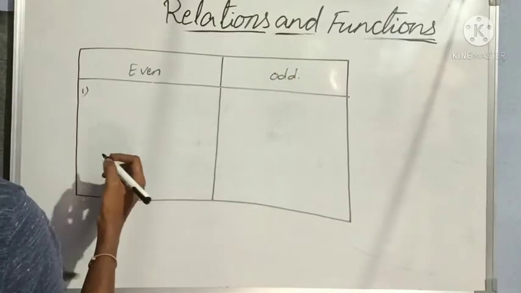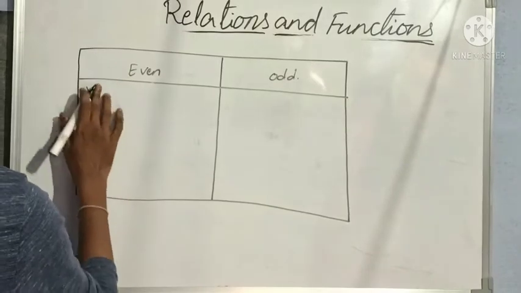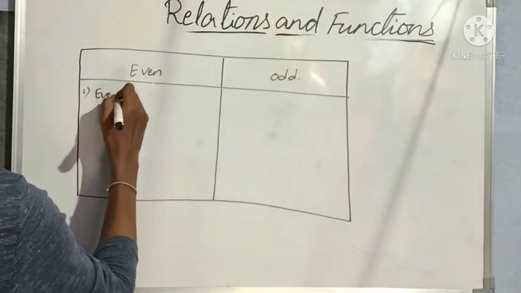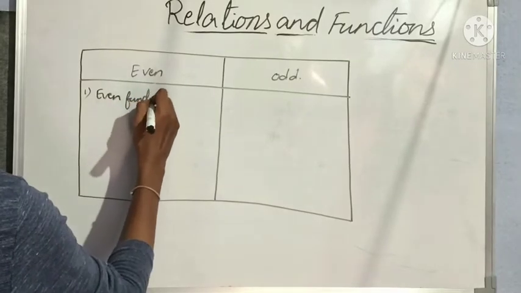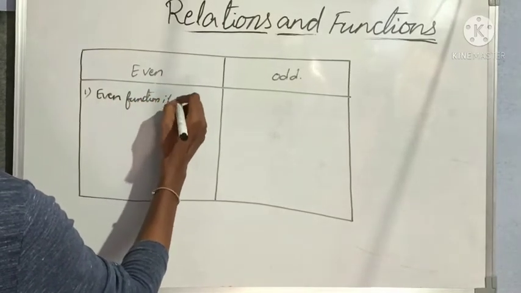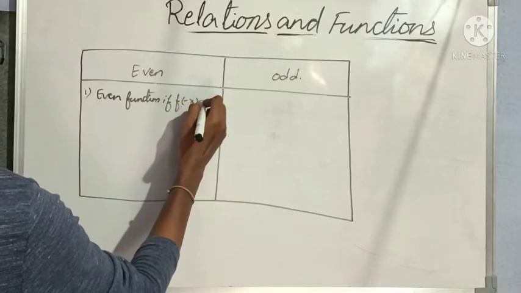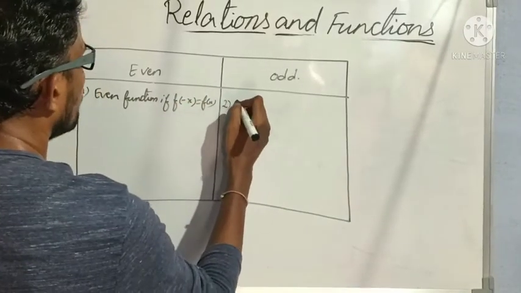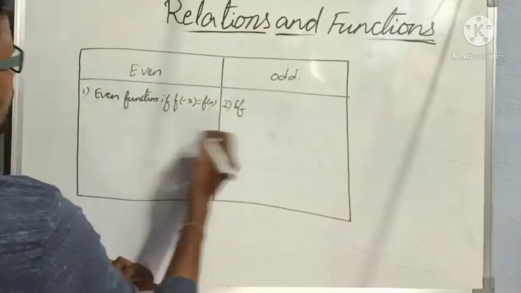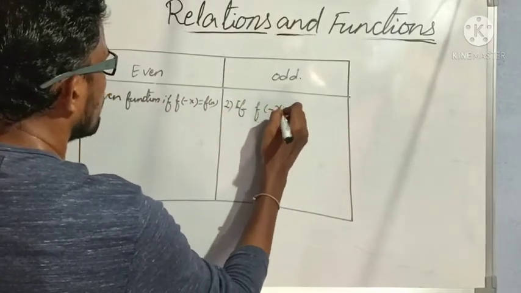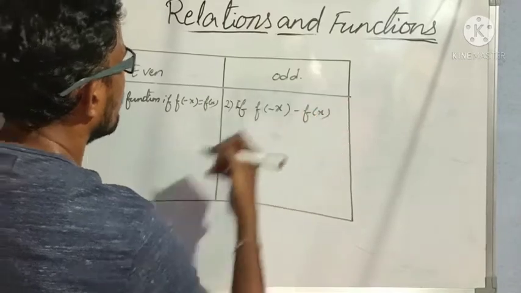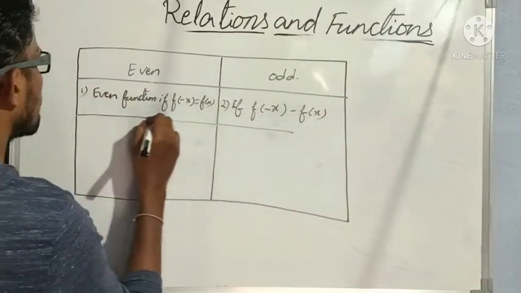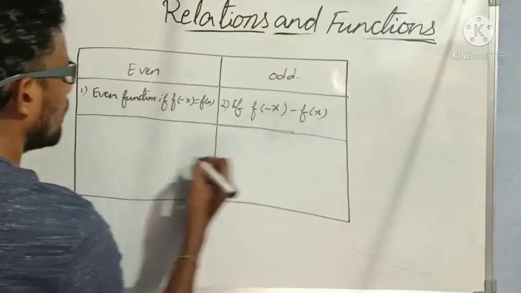So first one, a function is called even function if f of minus x is equal to f of x, and a function is called odd function if f of minus x is equal to minus f of x. Okay, so now let us see some examples, general examples and trigonometric examples.